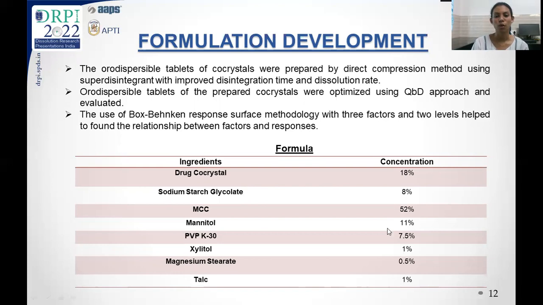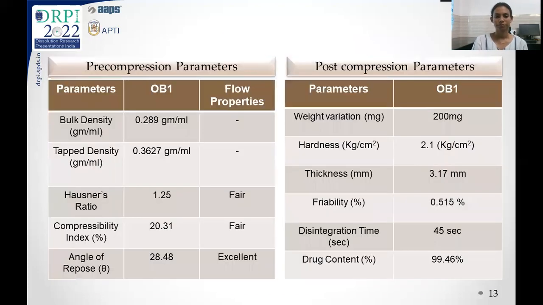So this is the final formula for our oral disposable tablet. Ingredients and their concentrations are given: drug co-crystal, super disintegrant, diluent, then sweetener, binder, lubricant, glidant, etc. Next, we have evaluated our batch for pre-compression parameters and post-compression parameters like weight variation, hardness, thickness, friability, disintegration time, which was 45 seconds, and drug content, and all were found in range.